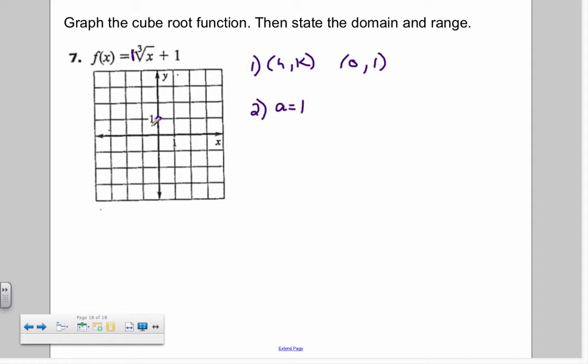So just like before, I need to create another point, but for cube root functions, I need to create 2 additional points, one to the right and one to the left. So I'm going to start with the point to the right. I'm going to go up 1 over 1, and then I'm going to go to the left. I have to go opposite, down 1 and to the left 1.